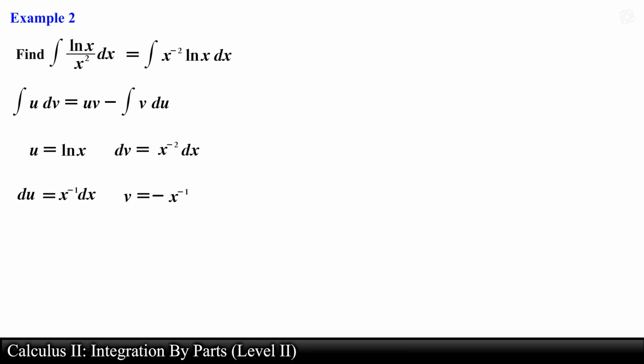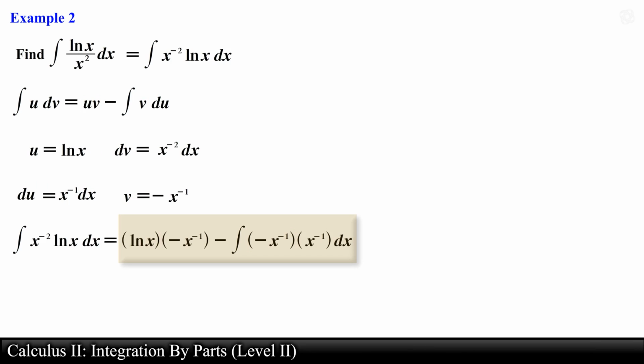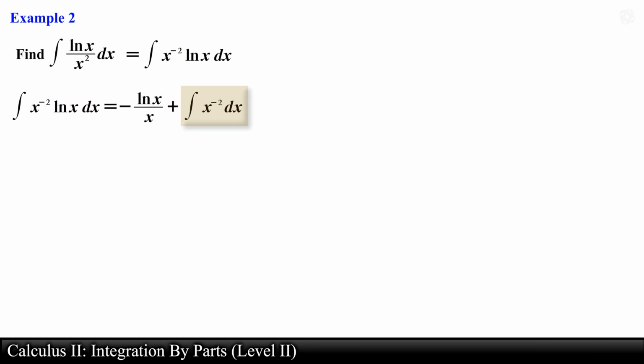Now that we have all the required functions, we substitute them into the integration by parts formula. Doing that, we have the following expression. The natural log of x times negative x to the negative 1 minus the integral of negative x to the negative 1 times x to the negative 1 dx. Simplifying the expressions, we obtain the following. And taking the integral of x to the negative 2, we obtain negative x to the negative 1 plus c.